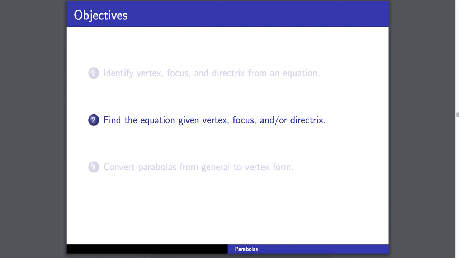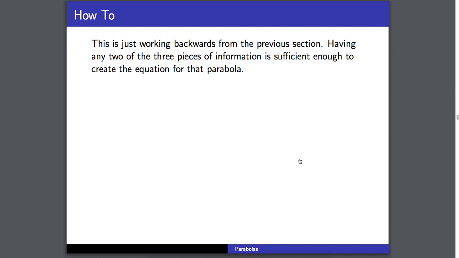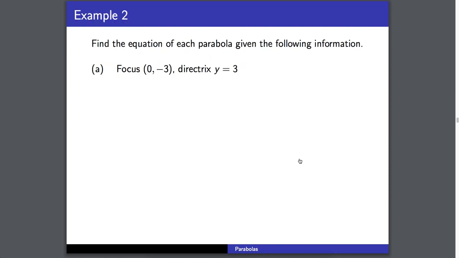Hi, in this video, we're going to look at finding the equation of a parabola given a vertex, focus, and/or directrix. So this is just working backwards from our previous video. Having any two out of the three pieces of information is enough to be able to create the equation for that parabola. So example 2, we're going to find the equation of each parabola given the following information.